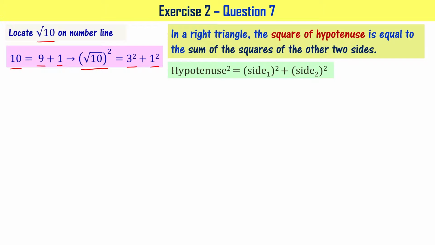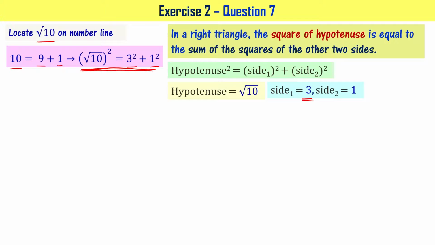Got it? Now looking at this equation, root 10 whole square equal to 3 square plus 1 square, I can say that root 10 is the hypotenuse, right? Side 1 is 3 and side 2 is 1, right? Now let us consider the number line which has got 3 and more. You need to have a number line starting from 0 and at least up to 4 or 5, because we are dealing with some number around 3, right?